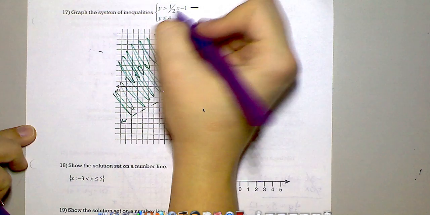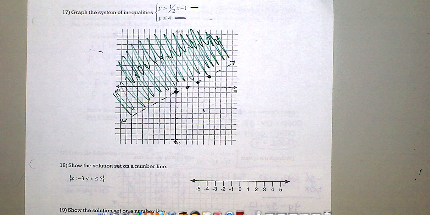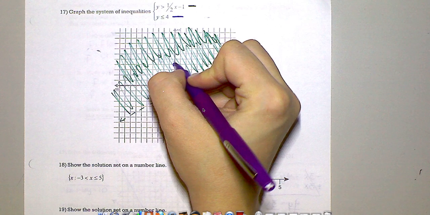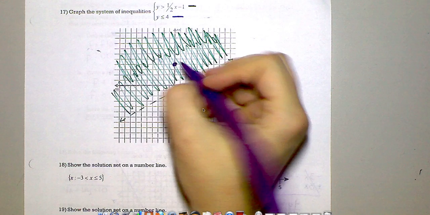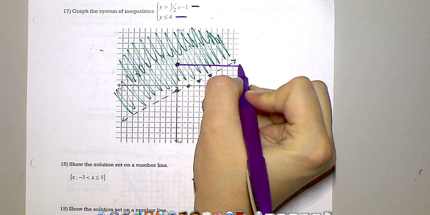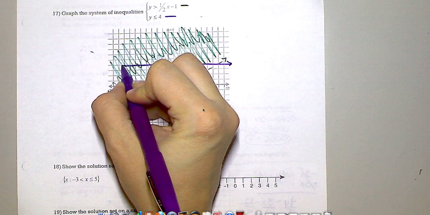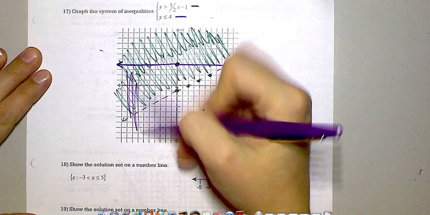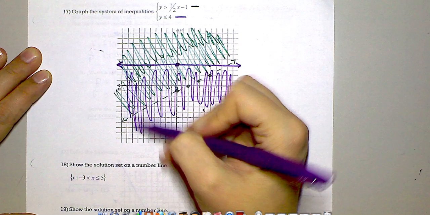The second one I'm going to do in purple. I hope you can tell the difference between the colors. Now this is just y equals 4 if I'm graphing it as a line. So I want you to think about what kind of line that would be. This is where your x coordinates can be anything, but your y coordinates always have to be 4. This is just going to be a horizontal line through 4. So here's y equals 4. I do have an equal bar, so I'm going to have a solid line drawn here. And this is less than, so I'm shading everything below the line. Everything below the purple line.